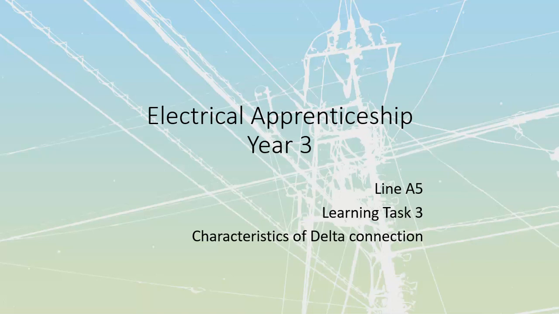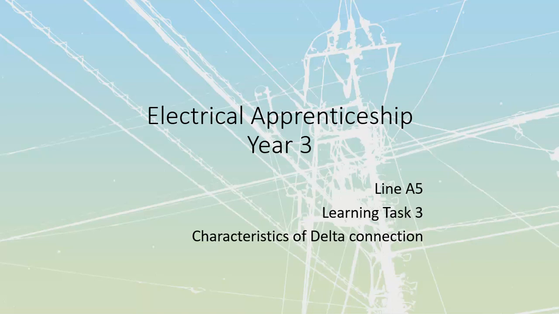All right, line A5, learning task number 3. We're going to talk about characteristics of a delta type of connection. Delta type of connections are going to be more rare for supply sides than Y connections. They used to be more prevalent.